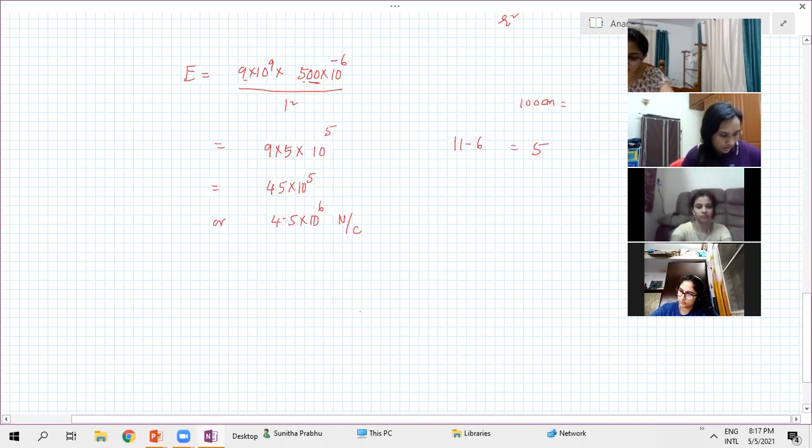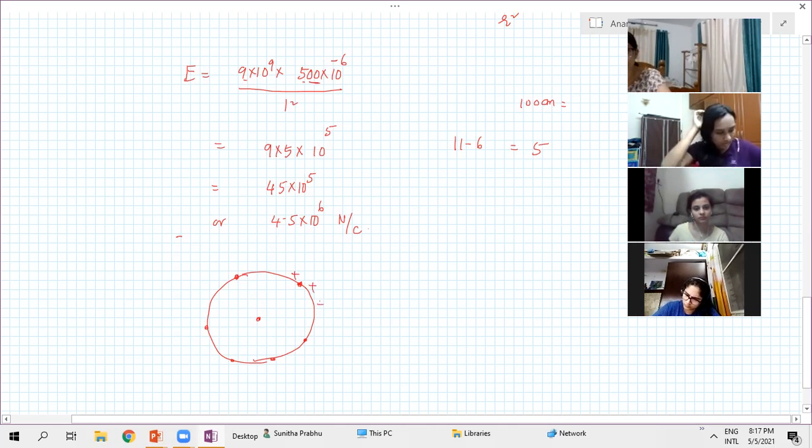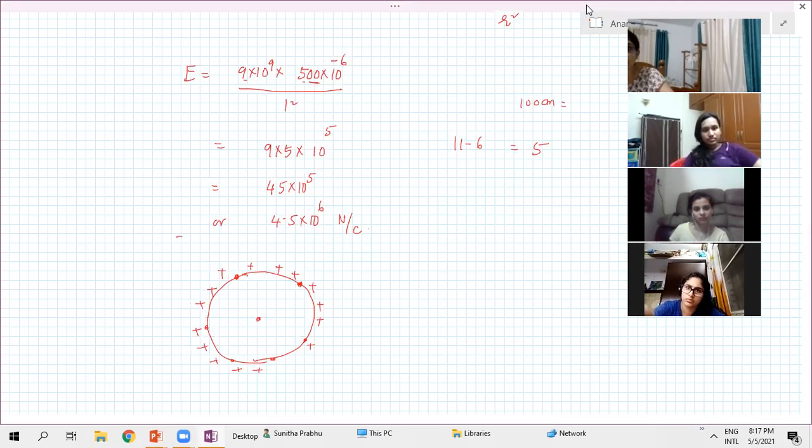Now, for the second part, you forget about point P. What if I want to measure electric field at the surface of the sphere? Means here, anywhere here, because the charges are here. So what should we do? Is electric field 0? No, sir. So what should you take R as? 30 centimeters. Very good.